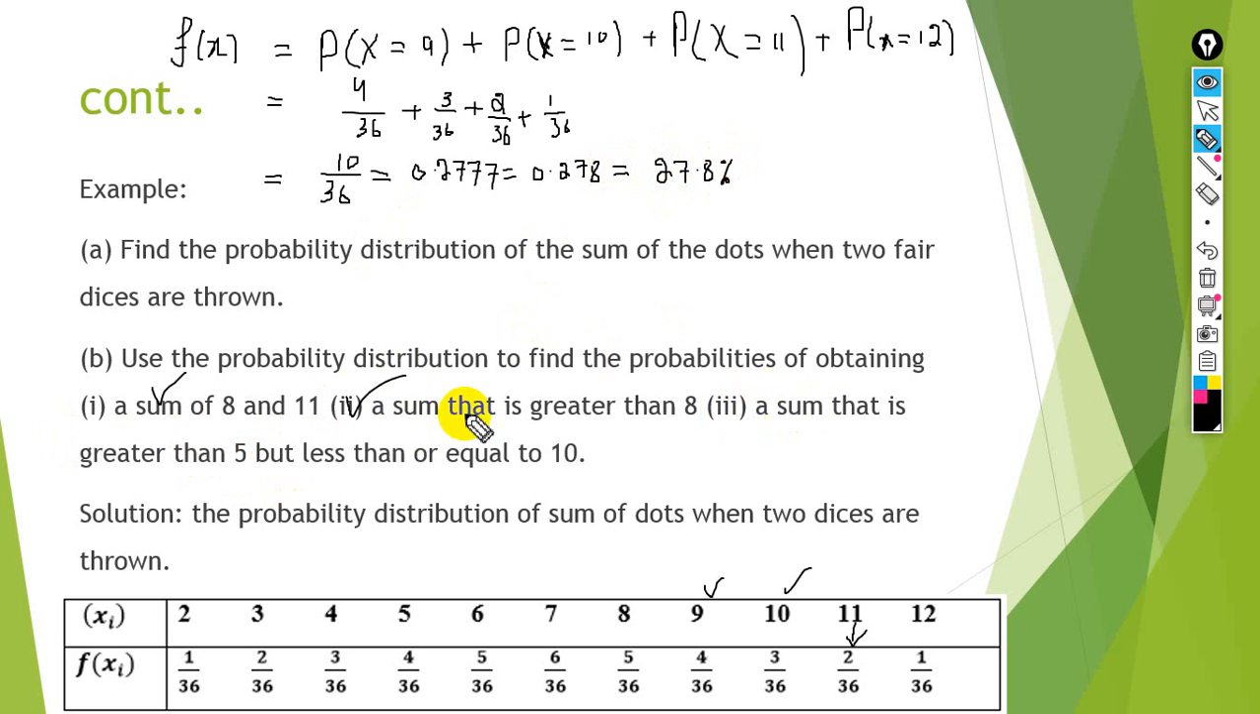Third portion, a sum that is greater than 5 but less than or equal to 10. So how will we solve this? Look at this.